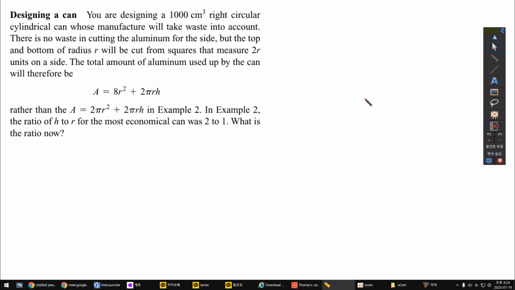So at first the volume is fixed. That's 1000. And to make this area smallest, so now we are using this one instead of this because the aluminum shape is square.